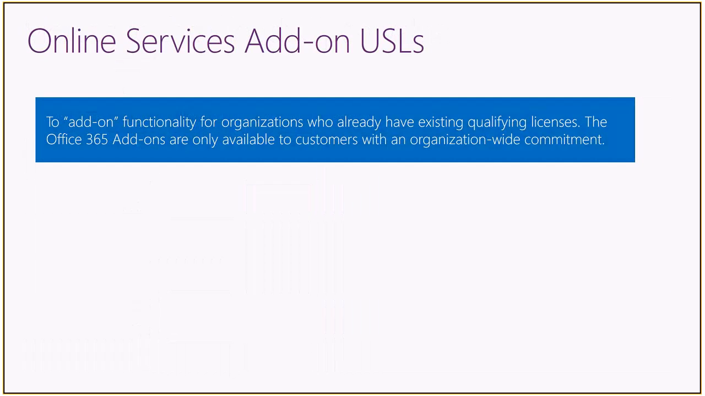So the rule, add-on functionality, so organisations, they have to already have these qualifying licenses. And then there's the second part of this that's really something to bear in mind. Add-ons are only available to customers with an organisation-wide commitment. So we saw on the slide near the beginning the different kinds of agreements. Those that are organisation-wide commitment, that would be open value company-wide and open value subscription, where they've chosen to take one or more of those products across all their devices.